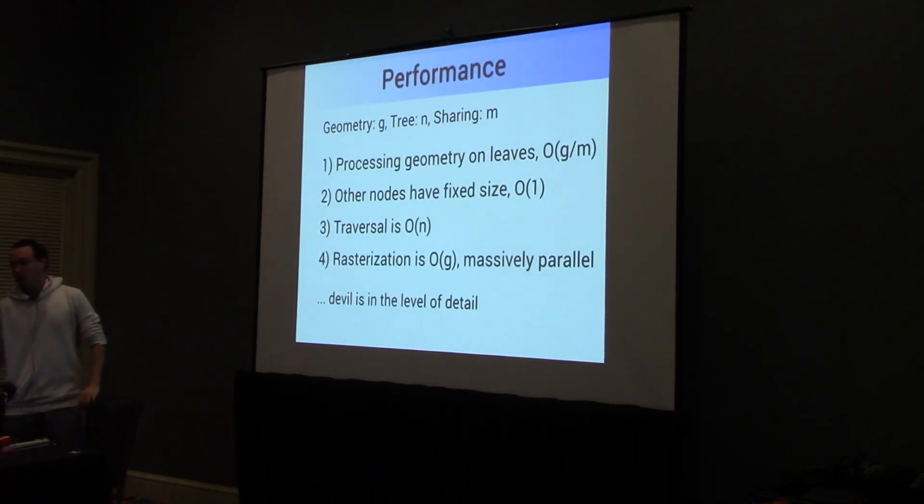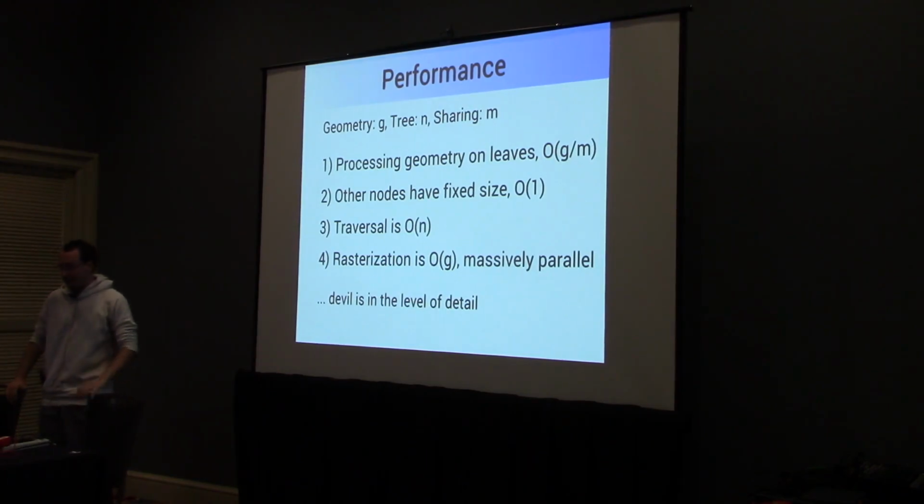So what this gives us is the following performance model. We have geometry, which can be arbitrarily complex. We have trees, and we have sharing. So assuming we properly make use of sharing, we should not recompute the same geometry many times. Other nodes have a fixed size, so they don't consume much space or time. And finally, traversal of the tree needs to visit all nodes, so it's linear.